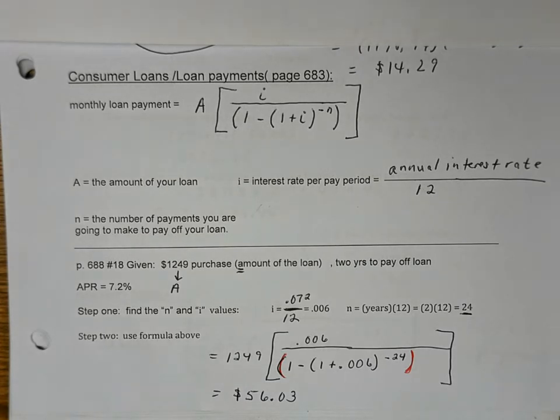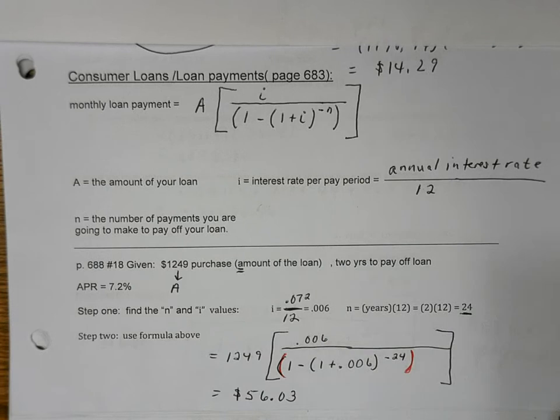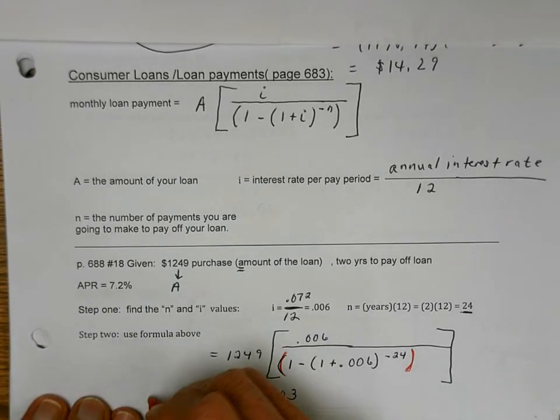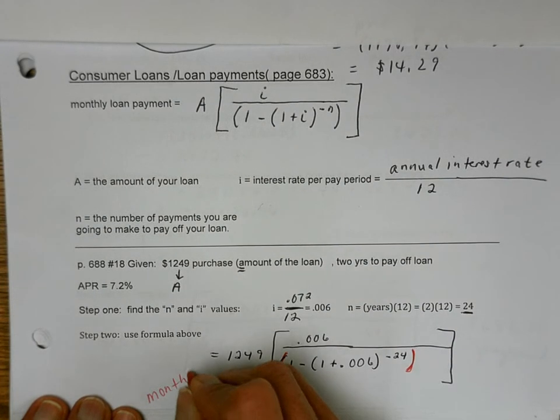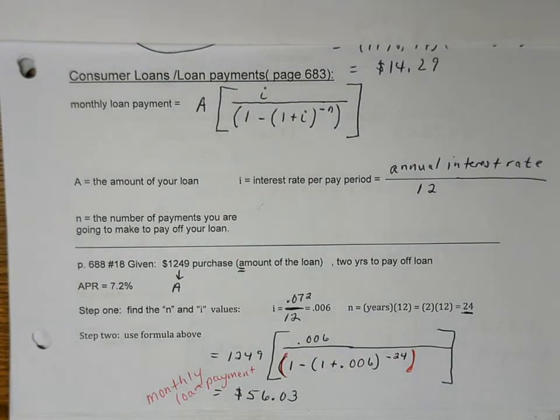So let me do that. Okay, now hit equals, and now multiply that by 1249, and I got 56.03426. Make your answer look like money. So it's $56.03. Okay, that's how much our monthly loan payment's going to be. So let's write that down, what we just found. Monthly loan payment. And that's exactly what companies do to figure out how much you're going to pay them every month, okay?